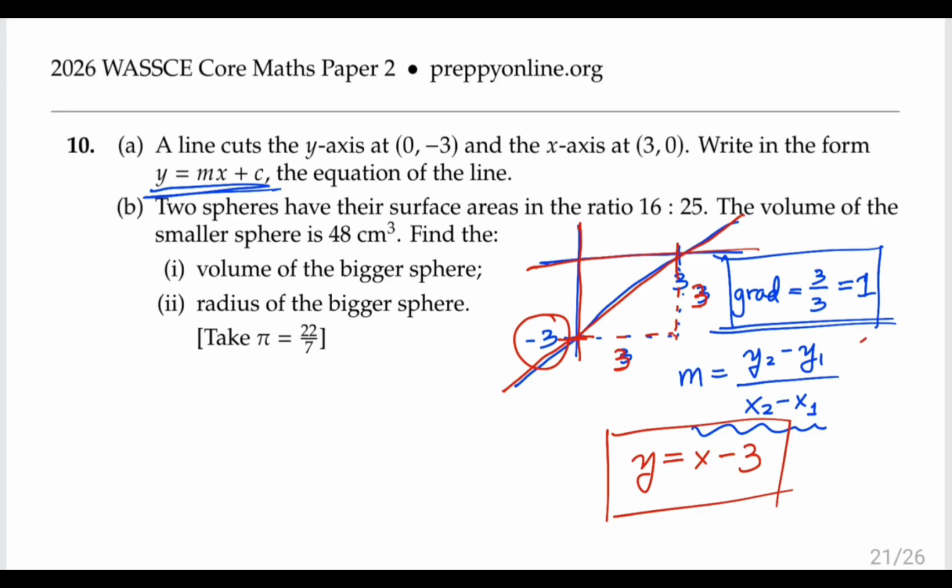But if you don't know this, then you can use other methods where, for instance, if you know how to find the equation of a line when you have the gradient and a point on a line, you can try to use that method. And there are other methods as well.